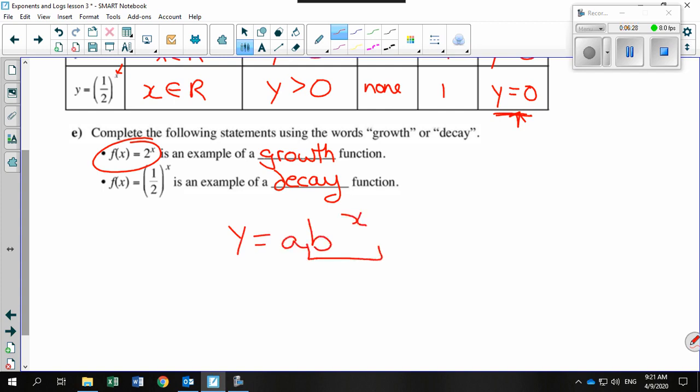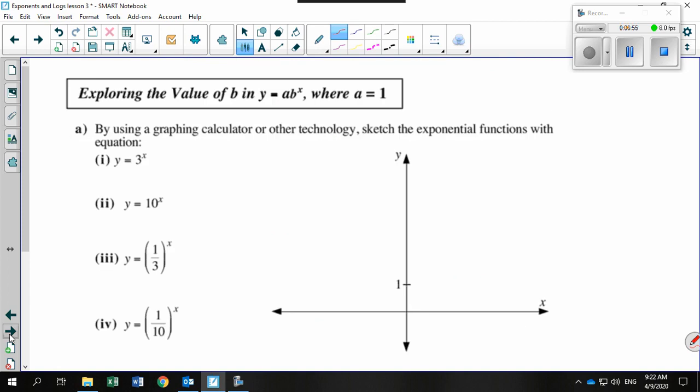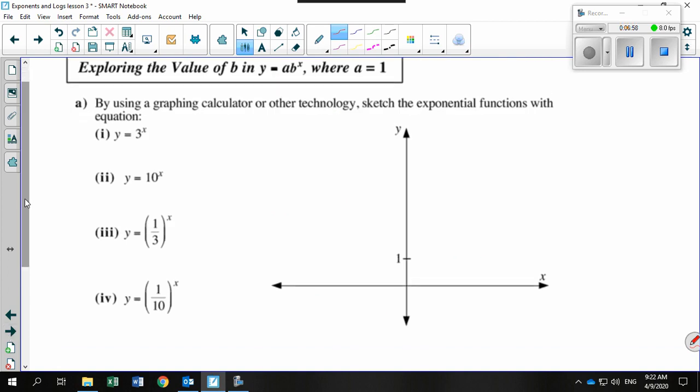We just talked about what happens with that base. When our base was greater than, let's say, 1, it was a growth, which we'll summarize later. And when your base was less than 1 but greater than negative 1, so a fraction, it was a decay. And just like anything, we need to know the original characteristics because, you guessed it, we are going to transform them. Now this next one wants us to explore what happens when our bases are either greater or smaller.